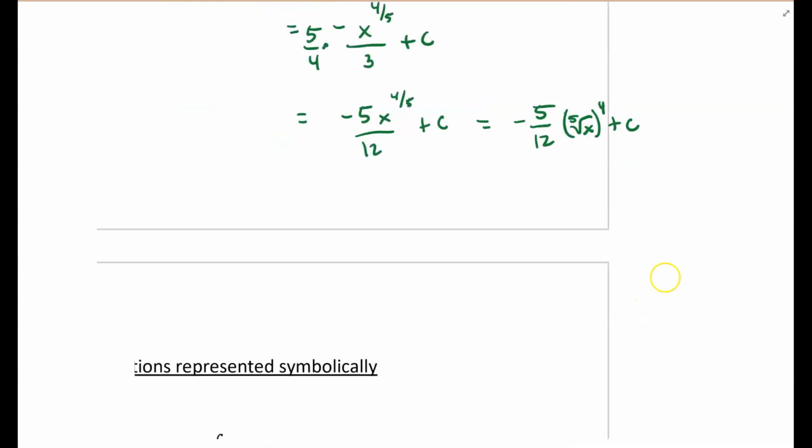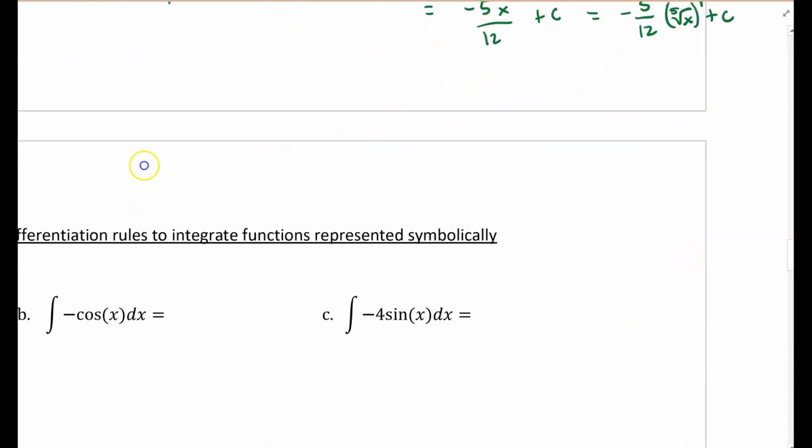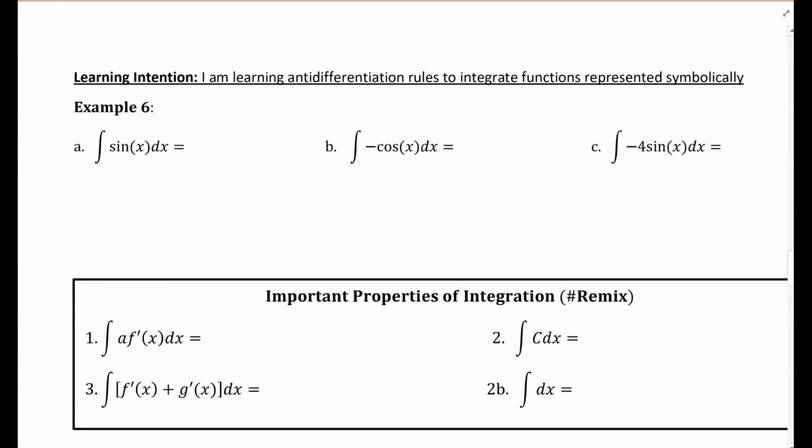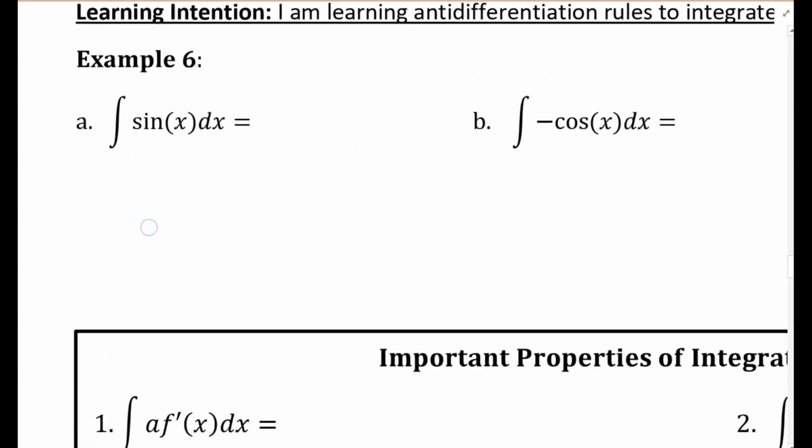Okay? All right. I have one last example for us, and it's just dealing with everyone's favorite thing in the world. That is trig. And we're going to split this lesson. We'll finish this up on the next day because it's pretty long. Example number 6. Let's go ahead and integrate the sine of x dx.